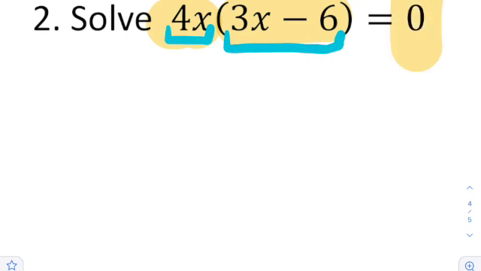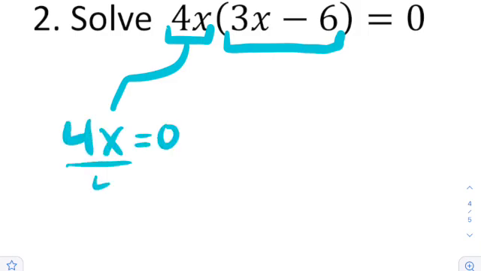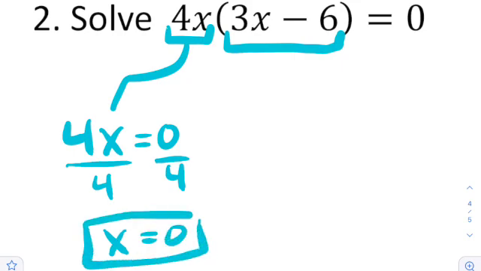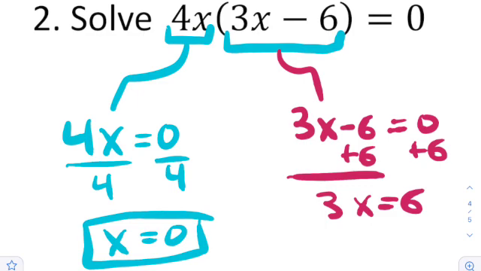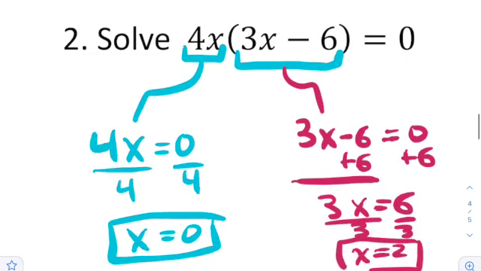That means we can use the zero product property. I'm going to take this 4x and set it equal to 0. I'll divide both sides by 4, and we get x equals 0 as our first solution. And then I'm going to take this second polynomial, 3x minus 6, and set that equal to 0. I'll add 6 to get 3x equals 6 and divide by 3 to get a final answer of x equals 2.